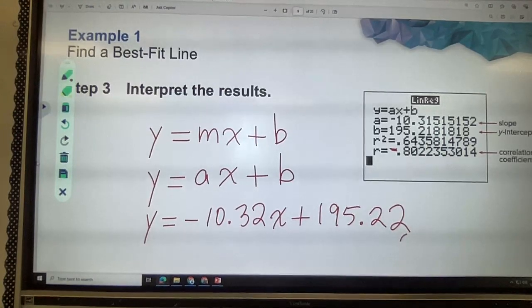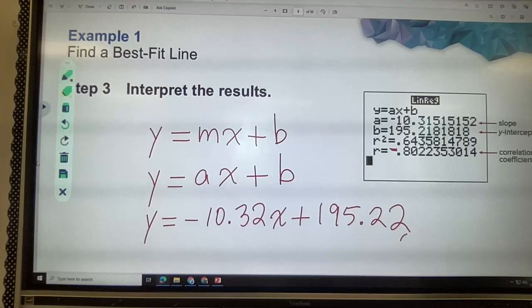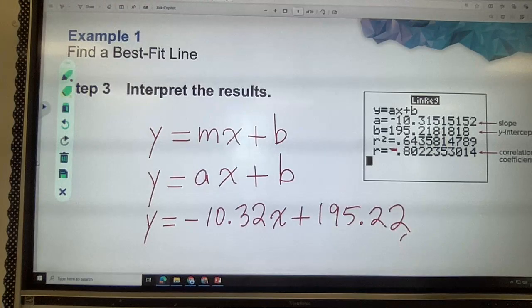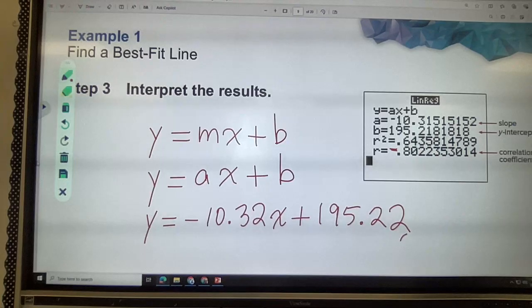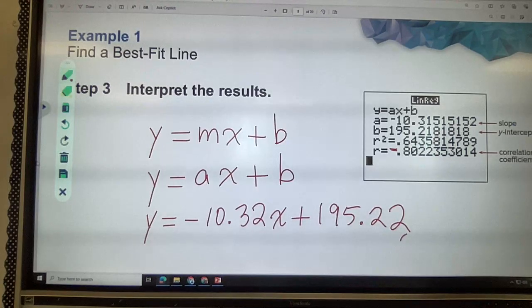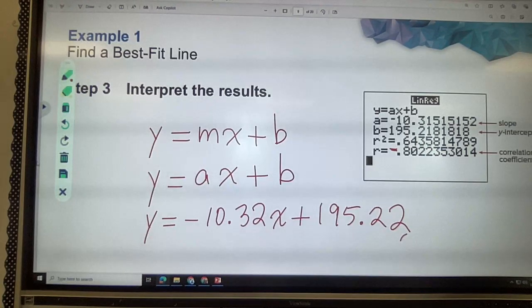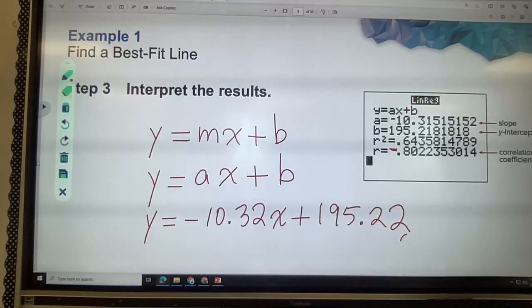Okay, so when we are finding a best fit line, best fit lines can be used to estimate values that are not in the data. And recall that when we estimate values that are between known values, this is called linear interpolation. And when we estimate a number outside the range of data, it is called linear extrapolation.